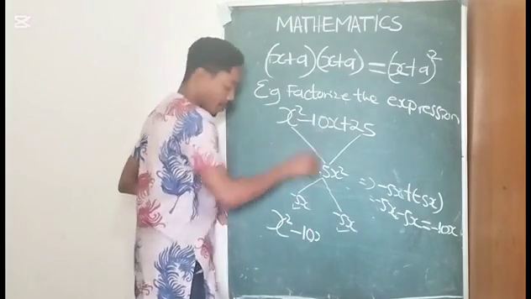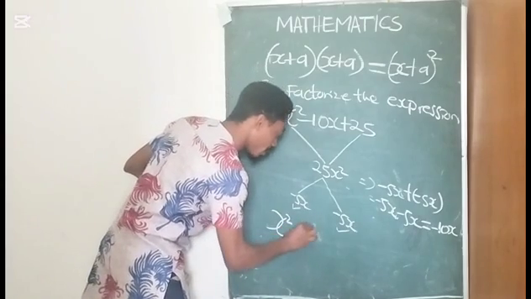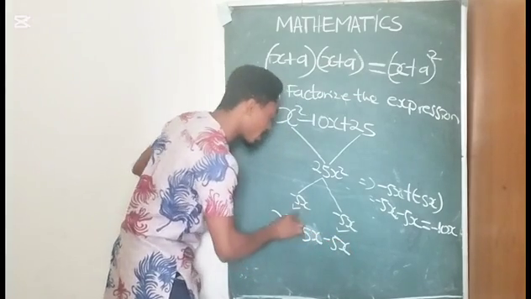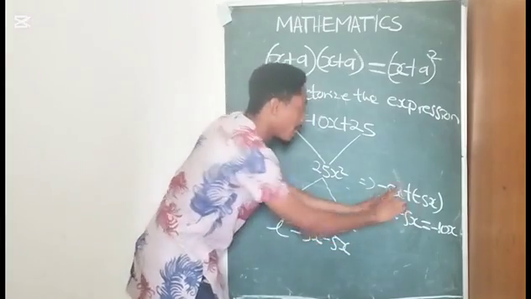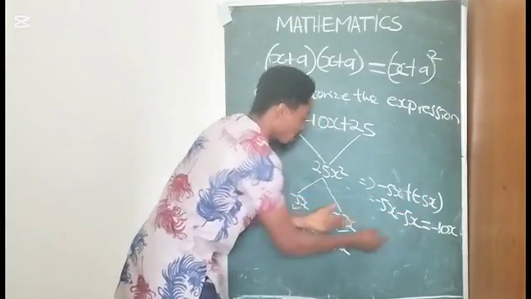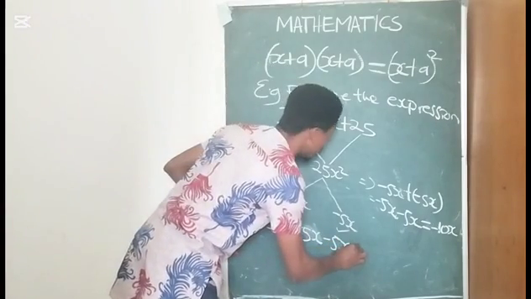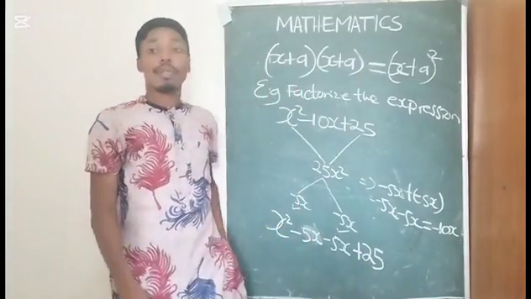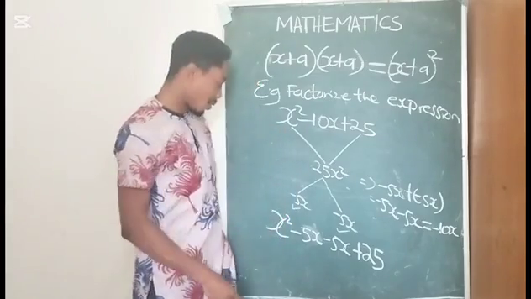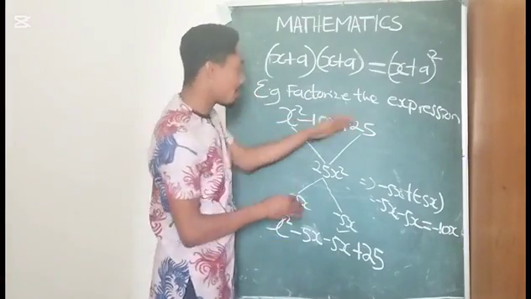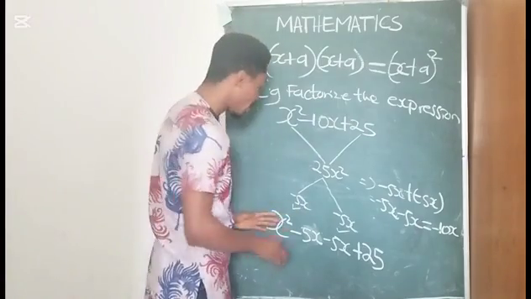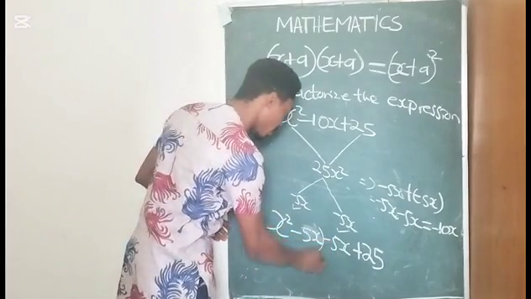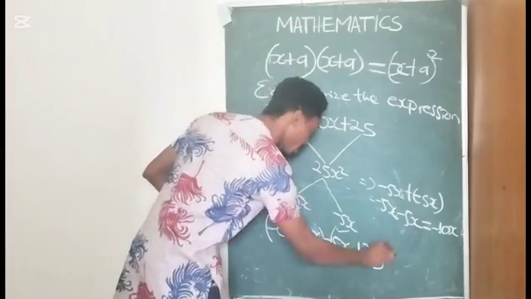So this quadratic expression will become x squared minus 5x minus 5x plus 25. I'm replacing minus 10x with minus 5x minus 5x, because when I add them, it gives minus 10x. So three terms have become four terms. I'm going to group these four terms into two groups, the first group and the second group.